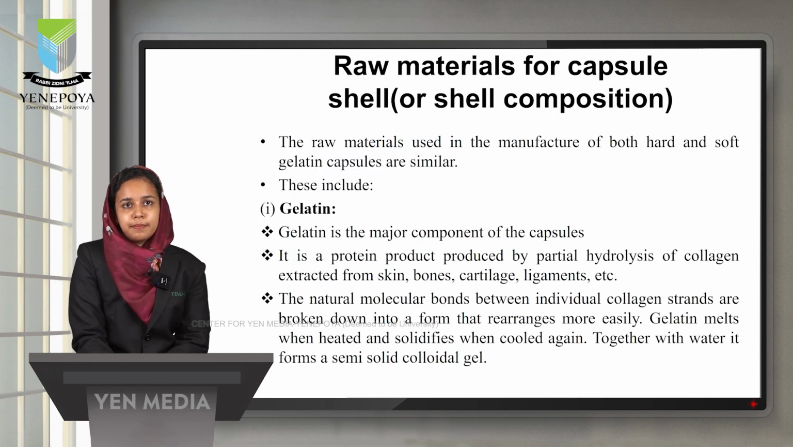Next, raw materials for capsule shell, that is, composition of shell. The raw materials used in the manufacture of both hard and soft gelatin capsules are similar. First one is gelatin, which is the protein product produced by partial hydrolysis of collagen extracted from the skin, bones, cartilage, ligaments, etc. The natural molecular bonds between these individual collagen strands are broken down into a form that rearranges more easily. Gelatin melts when heated and solidifies when cooled again. Together with water, it forms a semi-solid colloidal gel.